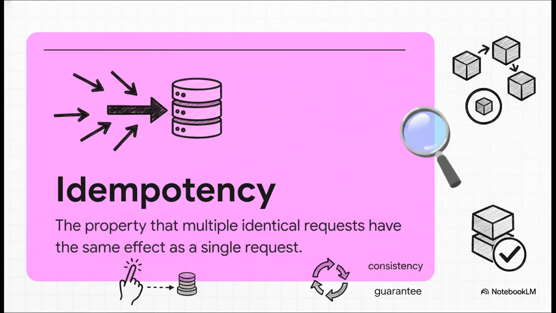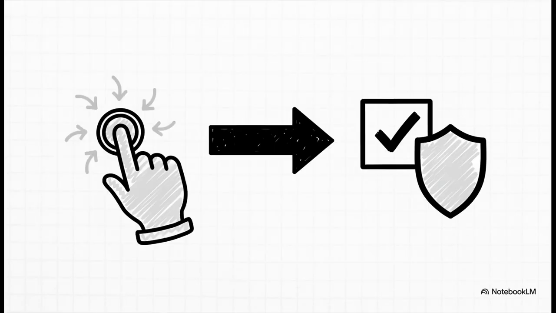It's a guarantee that doing the same thing over and over again will have the exact same result as doing it just once. It is the ultimate defense against the accidental double-click. The absolute easiest way to think about this is the phrase "repeat safe." If an action is safe to repeat without causing unintended side effects, well then, it's idempotent.